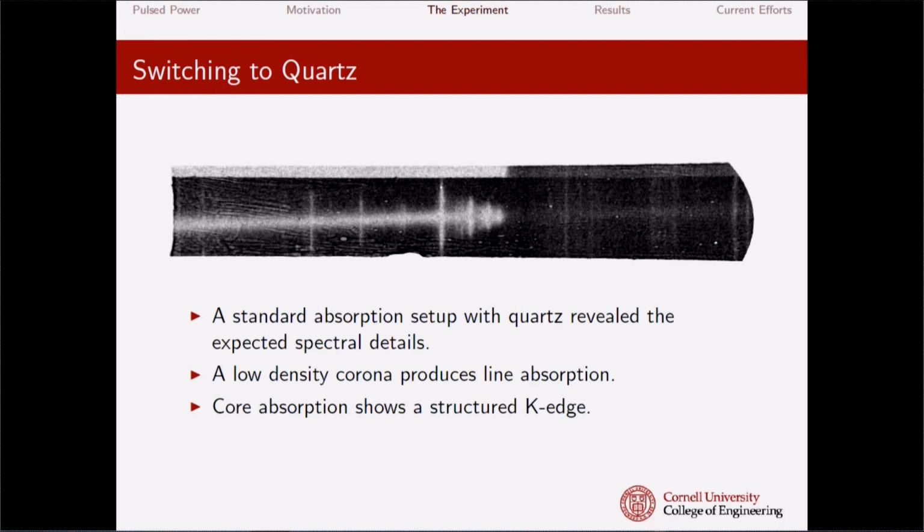We see line absorption in the hot corona around the wire, and we see a structured K-edge here, which is slightly shifted from the aluminum filter K-edge up here. So there's a lot of interesting information going on here. But at this point, the decision was made to pivot away from that elliptical spectrometer design because it would be prohibitively costly to try to do it with quartz.